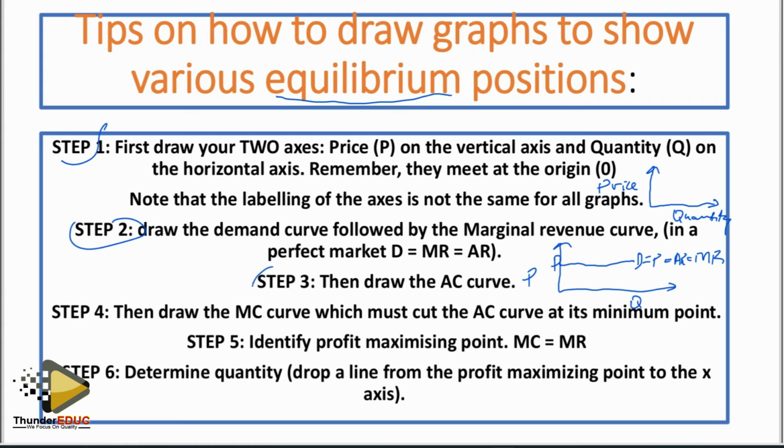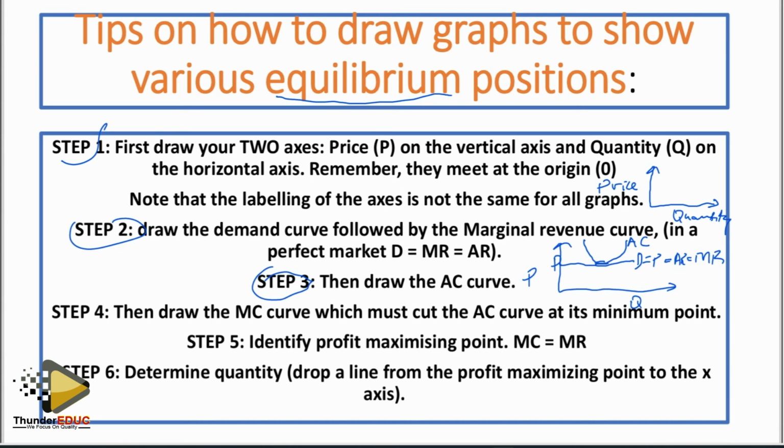So now let's check step number 3. Step number 3 says then draw the average cost curve. So now the average cost curve is going to behave like this. So this is the average cost curve. But make sure that this average cost curve is tangent to what? It is tangent to the demand curve.